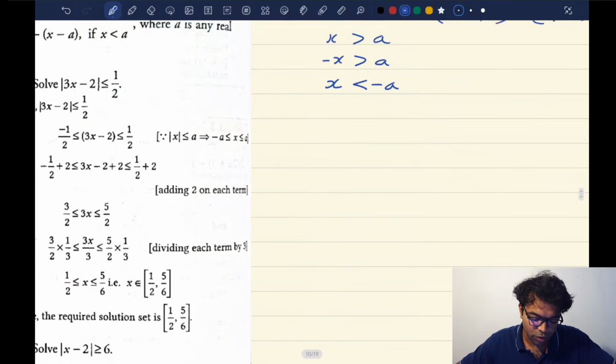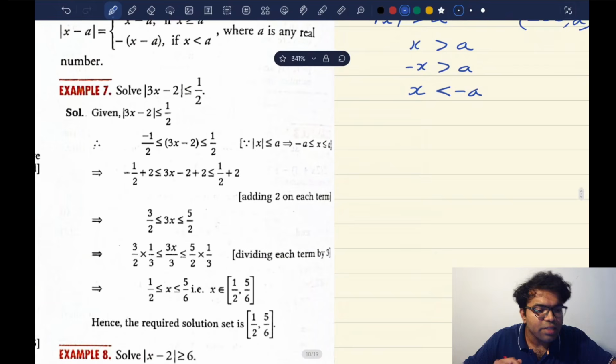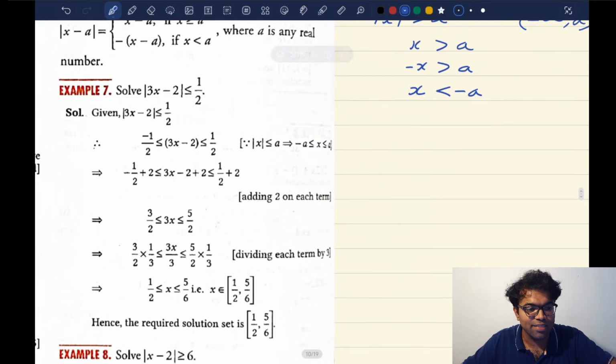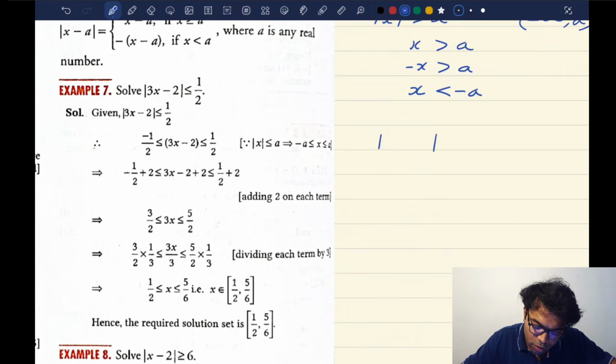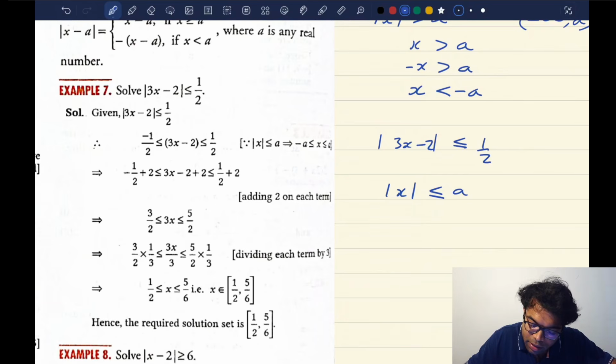Okay, let's actually do some questions in this. See, less than or equal to is the easiest. Greater than or equal to, you have to be very careful how to do it. Less than or equal to is very simple. So you can say modulus of 3x minus 2 is less than or equal to 1 by 2. Modulus of x less than or equal to a means what? Minus a is less than or equal to x is less than or equal to a.